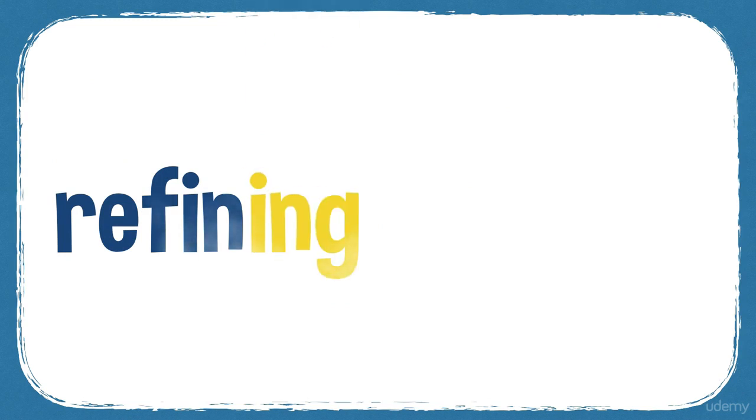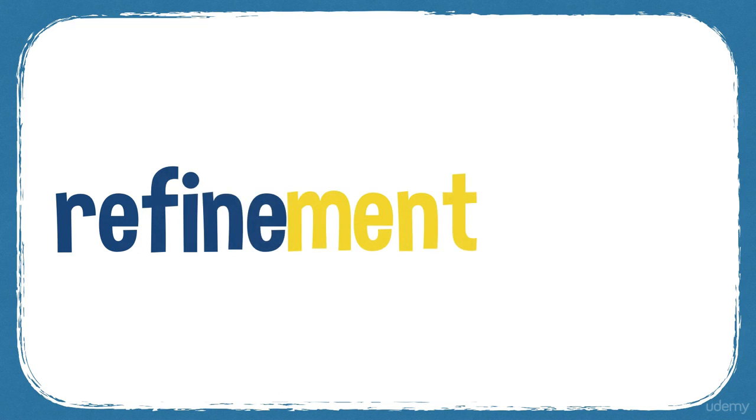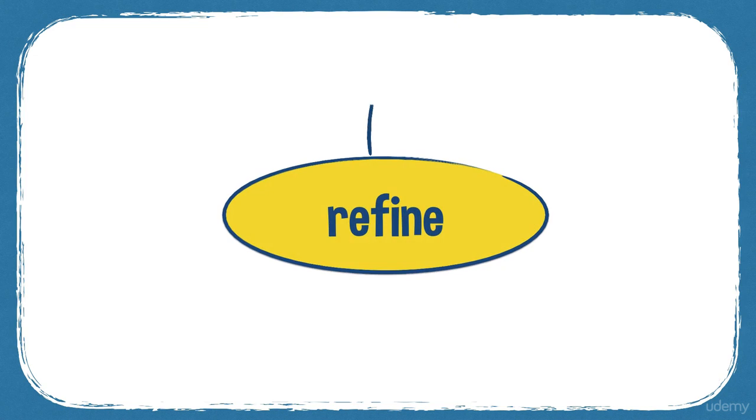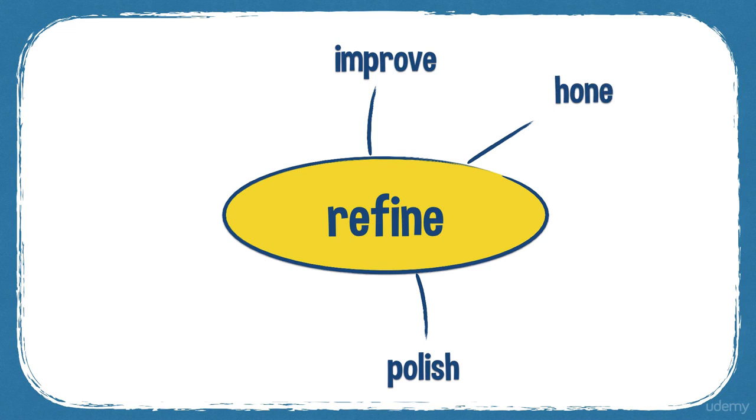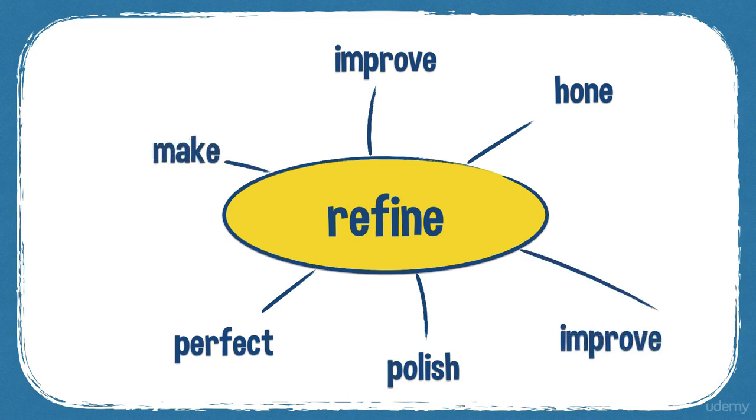Here are some forms for refine. And for a noun, can you guess the noun form for refine? Here it is: refinement. And some synonyms: improve, polish. Polish as in to make it better. Hone. The word hone means you hone a skill. You make your skills better. Perfect. Make and improve.